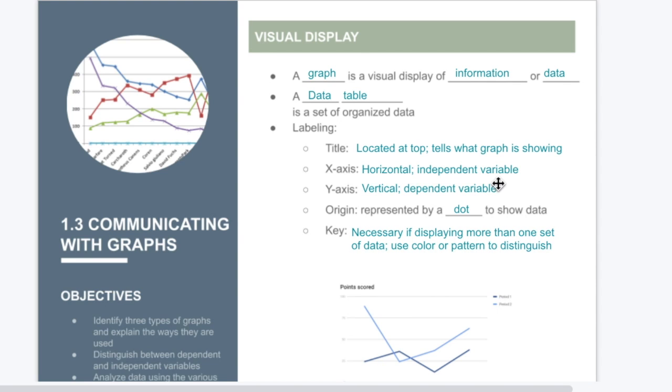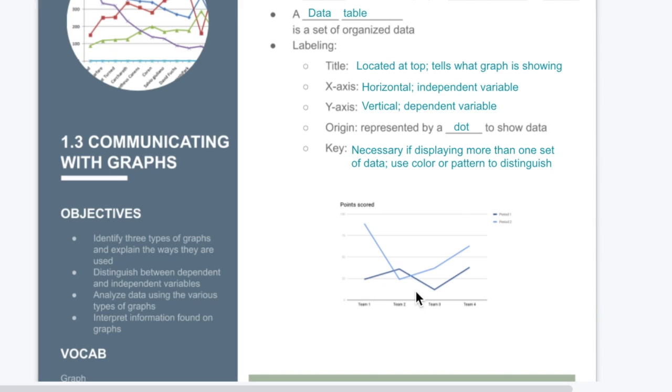Okay, the x-axis, this is the horizontal one. So on this graph, the x-axis is down here. This is where your independent variable is going to go. We've discussed in the previous lessons what the independent variable is. It's the one that we manipulate or change, or generally it can be time as well.